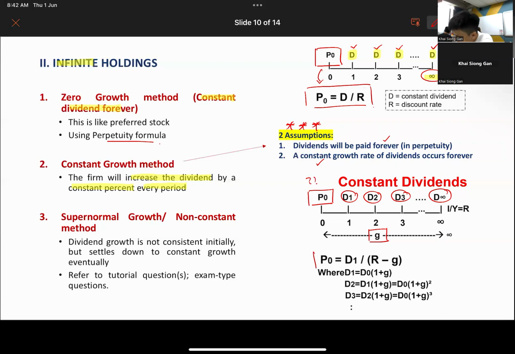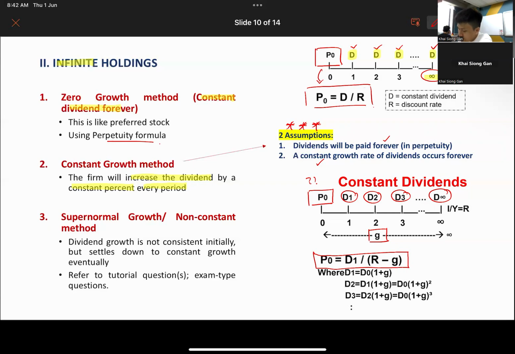So we will use this formula. P0 equals D1 divided by required return minus the growth rate. R here stands for the required rate of return. G here stands for the growth rate. D1 over here is my dividend. D1 means the dividend that I receive in year one.